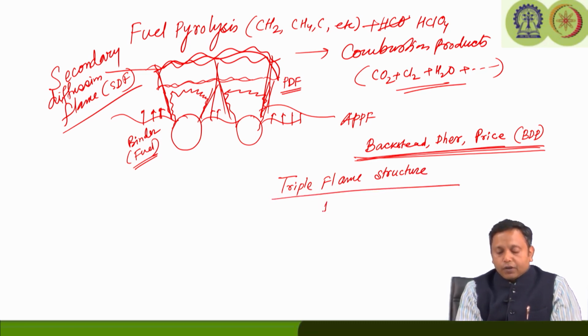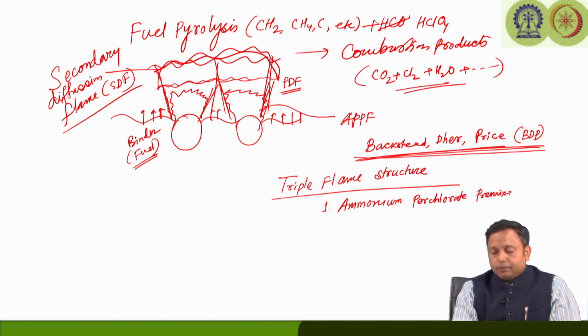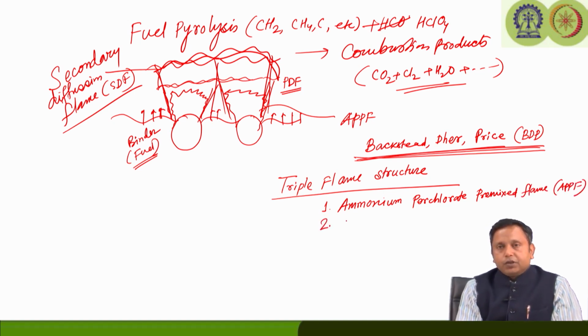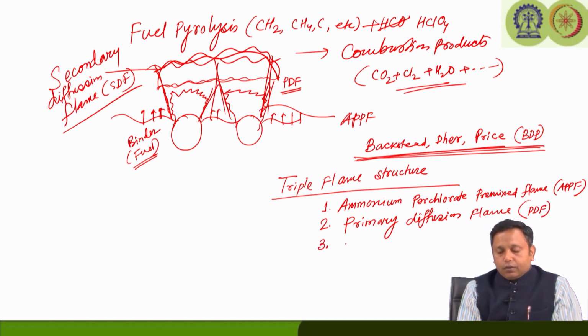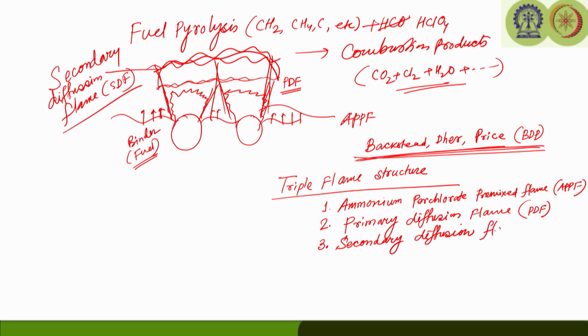The triple flame structure begins with the first flame, the ammonium perchlorate premix flame, or the APPF. Then the species from the fuel or binder are coming and mixing with the oxidizing species and forming the primary diffusion flame, which is known as the PDF. Then the fuel species and oxidizing species react further and produce the secondary diffusion flame, or SDF.